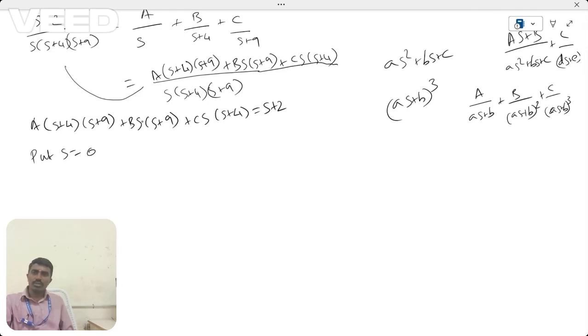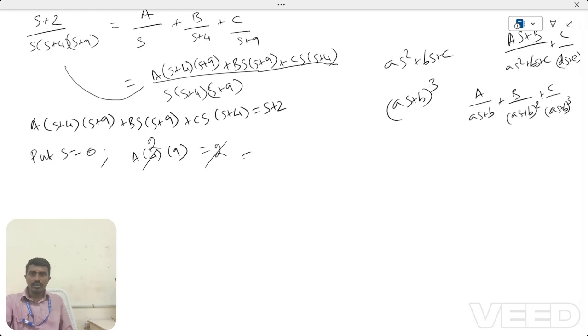If you put s equal to 0, the second term and third term will vanish, and you will get the value of A. So A into 4 into 9 is equal to, the second and third terms vanish, so on the right-hand side 0 plus 2, so 2. Now if you cancel, you get A equal to 1 by 18.